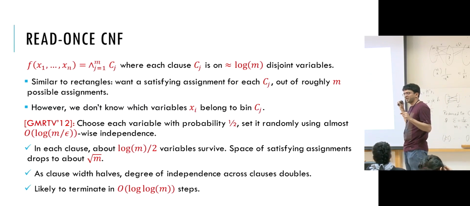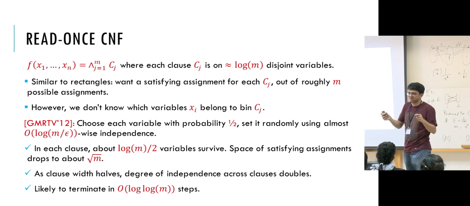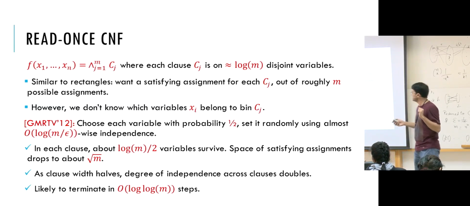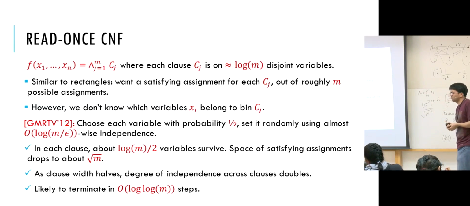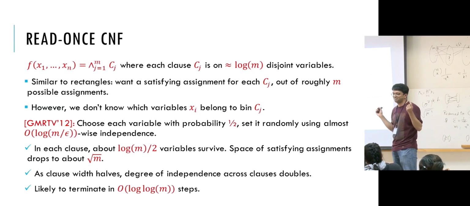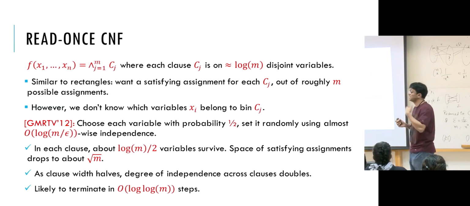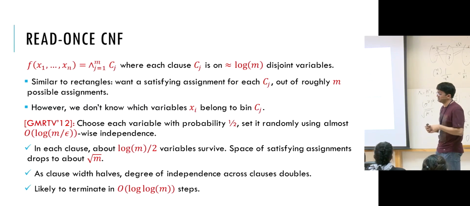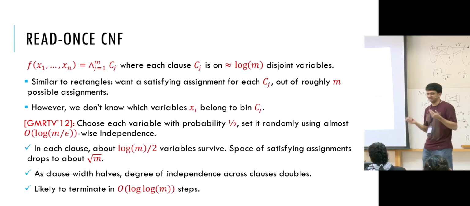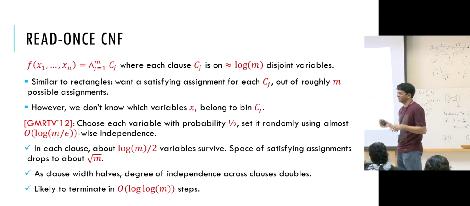The first step in my rectangles generator is to sample root m things from the first bin. What does bin mean here? If I knew what the first clause was, maybe I could do something, but I don't really know, right? Okay, so you just wing it. You just say that for each variable, with probability half, I'll decide whether or not to set it. If I decide to set it, I'll set it to a random value. And then I'll use something like an epsilon bias set or log m wise, almost log m wise independence, okay?